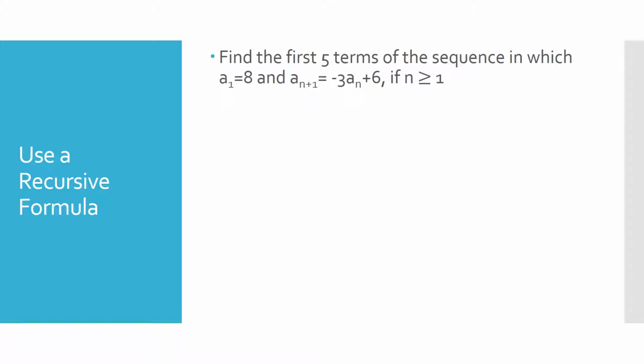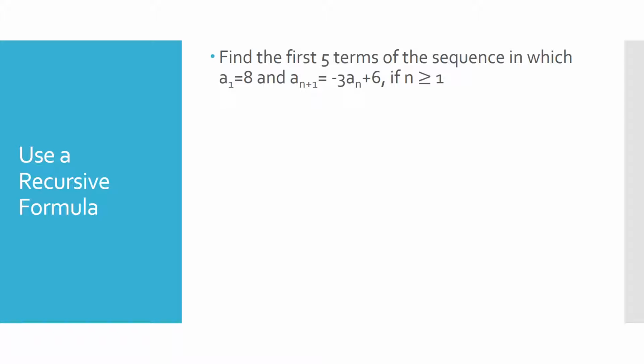Now, in a recursive sequence, each term is determined by one or more of the previous terms. So we're still dealing with sequences, but now we're going to look at them as a function, if you will. Once again, when we've got a recursive formula, that means each term is determined by one or more of the previous terms. Also, when we have a recursive formula, the initial term must be given.